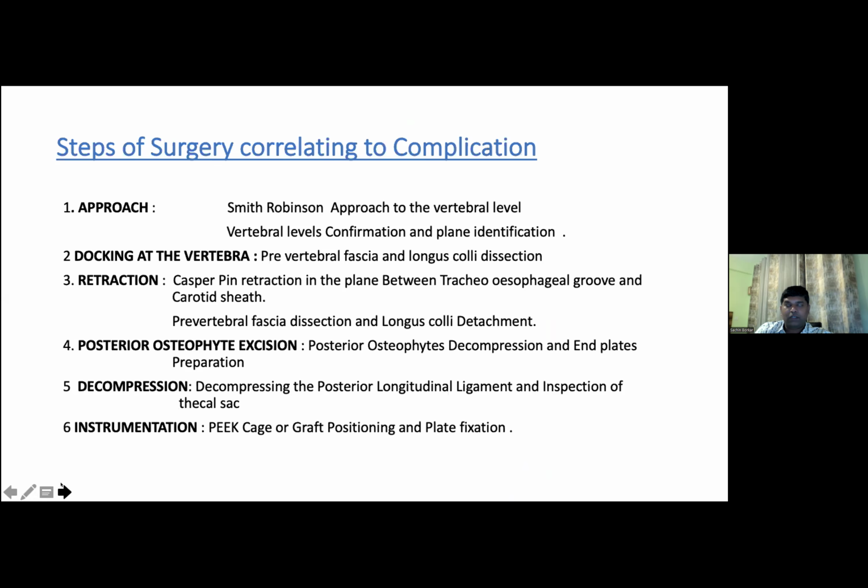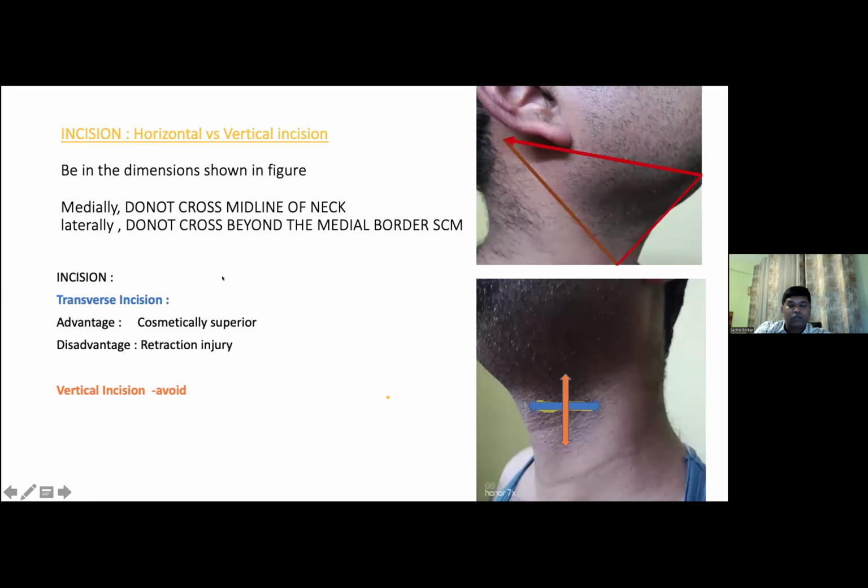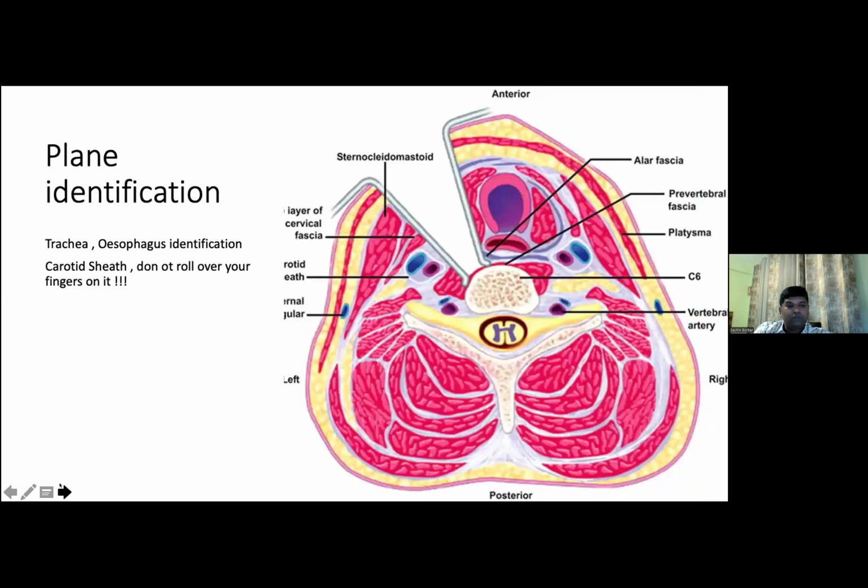Each step may look very simple, but each step is fraught with danger. So proper plane identification is the key, and every step we have to be careful so that we have an uneventful outcome. Usually, we have to work medial to the sternomastoid and up to the midline. So the incision need not go beyond midline, and it should not go beyond the medial border of sternomastoid, because we have to work in the anterior triangle of the neck. Usually, transverse incisions are preferred, and vertical incisions are usually avoided for cosmesis.